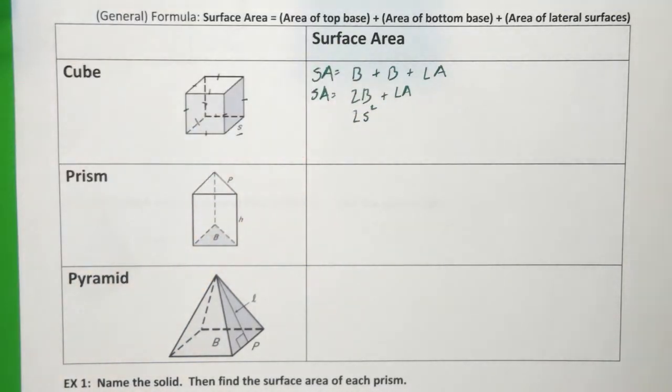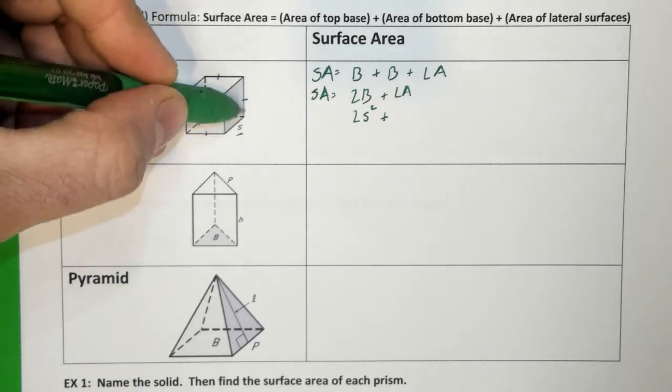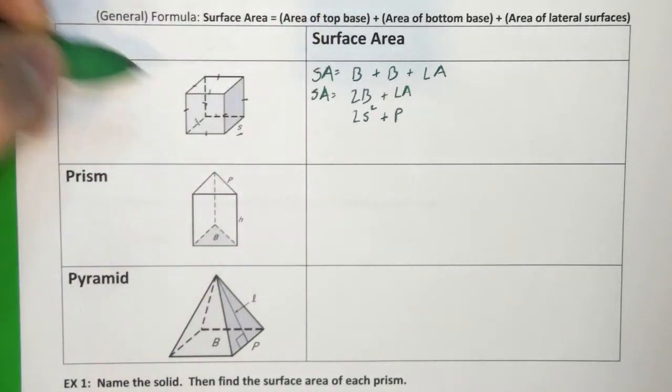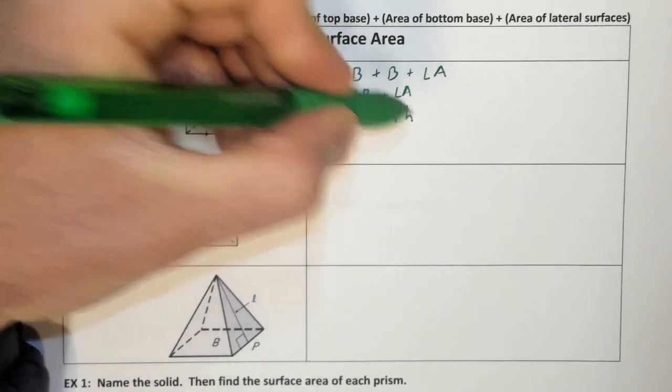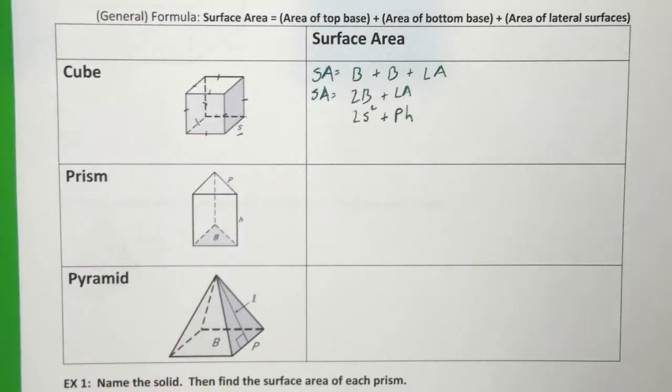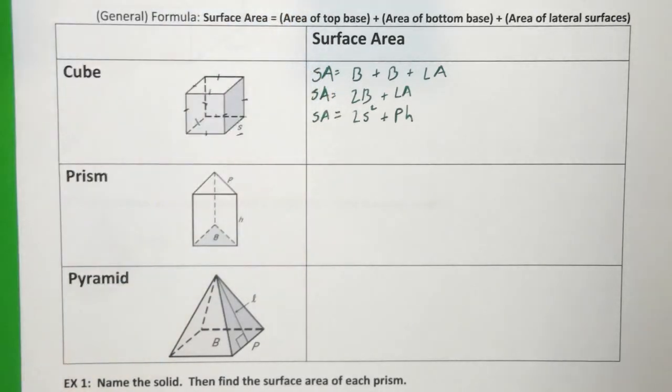Now for the lateral area. Now the lateral area is going to be a little bit interesting. What I'm going to ask you to do to find your lateral area each time is find the perimeter around the base, and then multiply it by the height. Okay, so now let's take that and apply some cube-specific information to that.